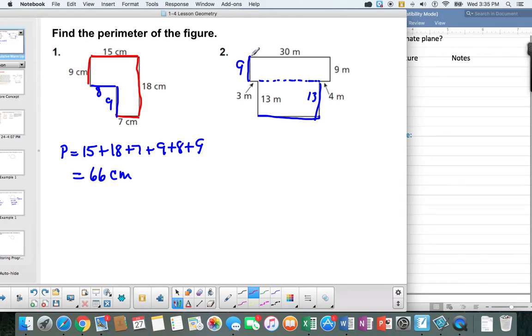I can see this whole length here is 30, so I know that these lengths right here also have to add up to 30. So that means this would have to be 23 in order for 3, 23, and 4 to add up to 30. So now I know the lengths of all the sides. 30 plus 9 plus 4 plus 13 plus 23 plus 13 plus 3 plus 9. And I'll just trust that you can put that in the calculator and find your answer. Let's go ahead and move on.